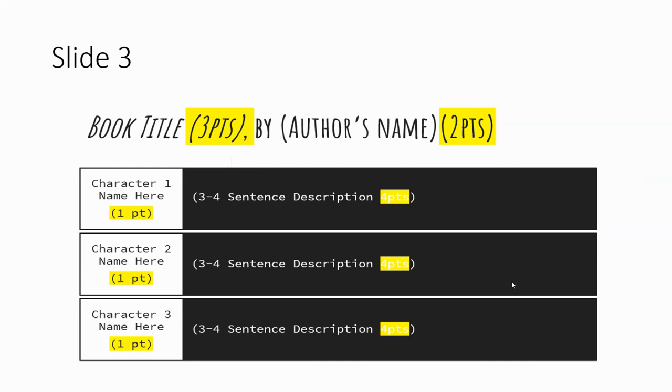So here is an example of what your slide 3 looks like. You will be putting in your book title here, your author's name right here. Then your first character's name will go here, a 3 to 4 sentence description, your second character's name here, and a 3 to 4 sentence description, character 3's name here, and a 3 to 4 sentence description.